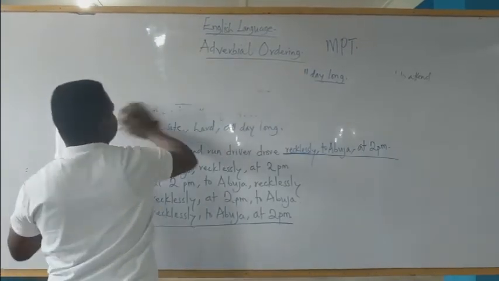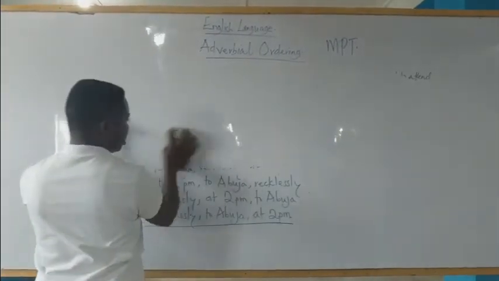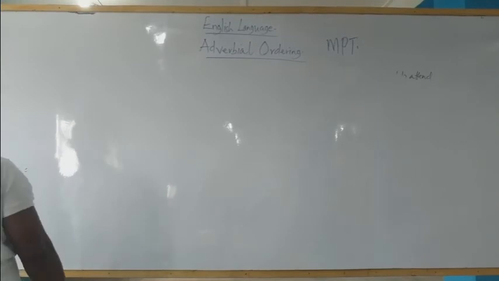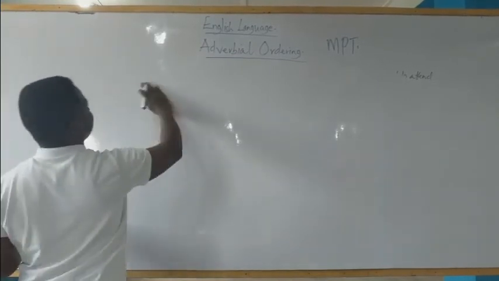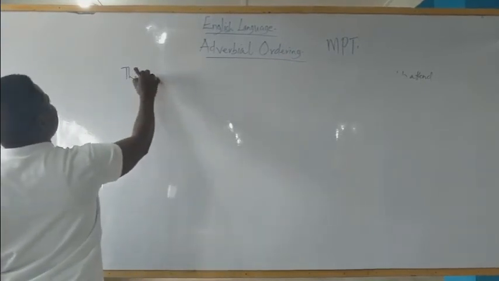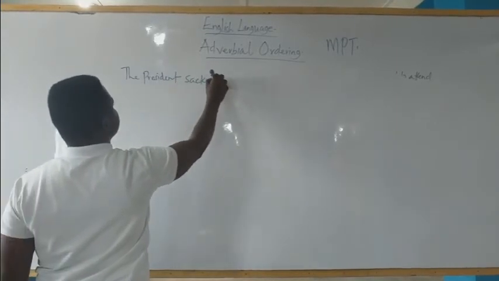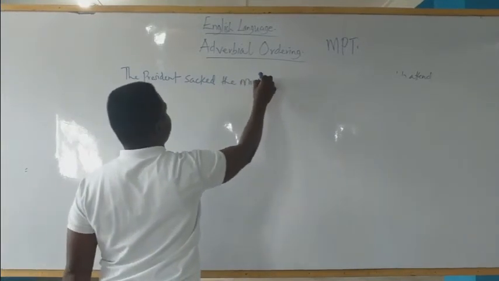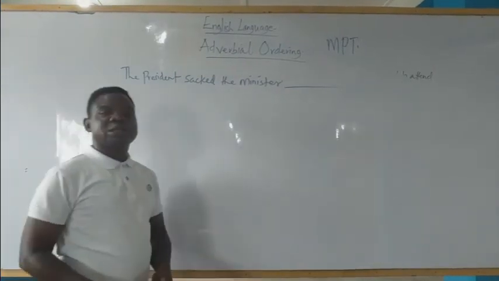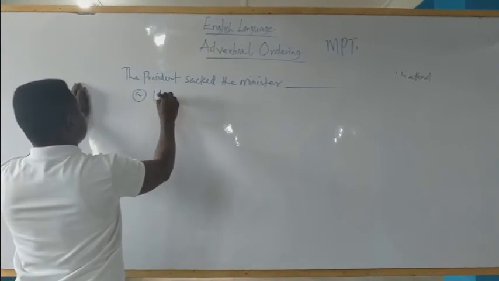More examples. Let's have the third example to clarify our discussion on adverbial order. I have: the president sacked the minister dash. The president sacked the minister dash. Option A, unilaterally.